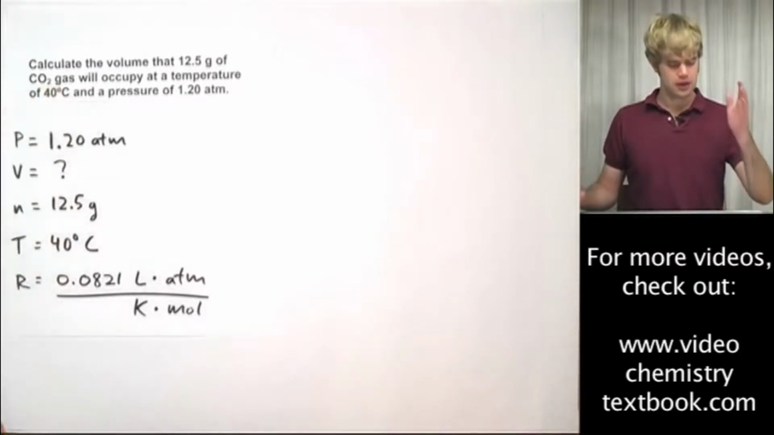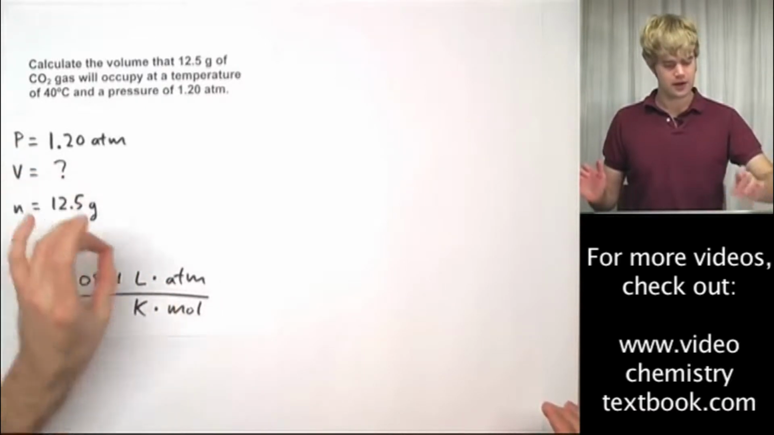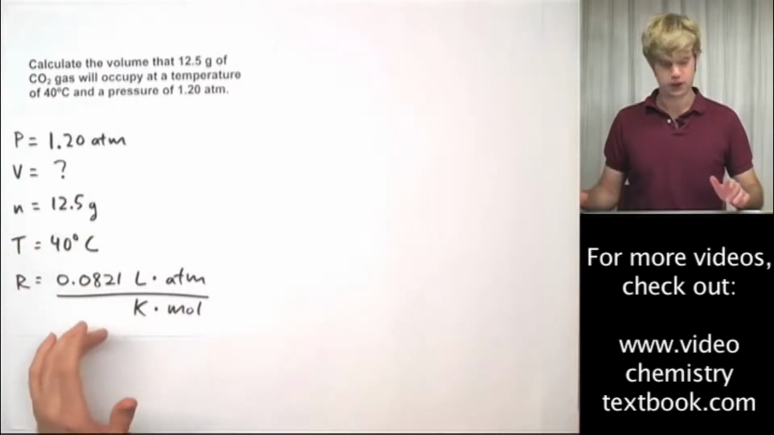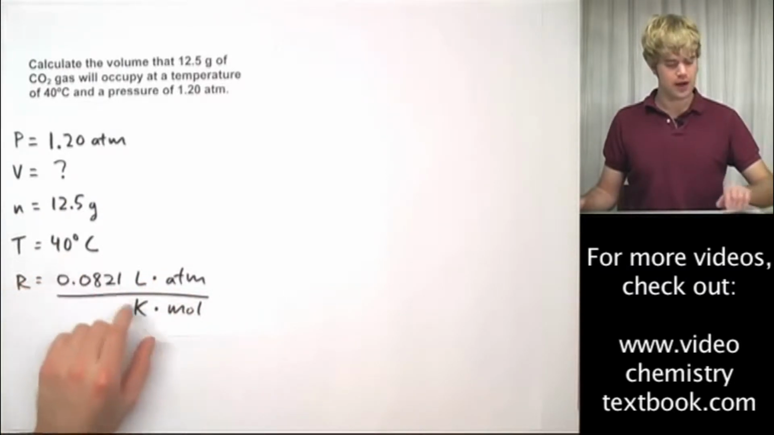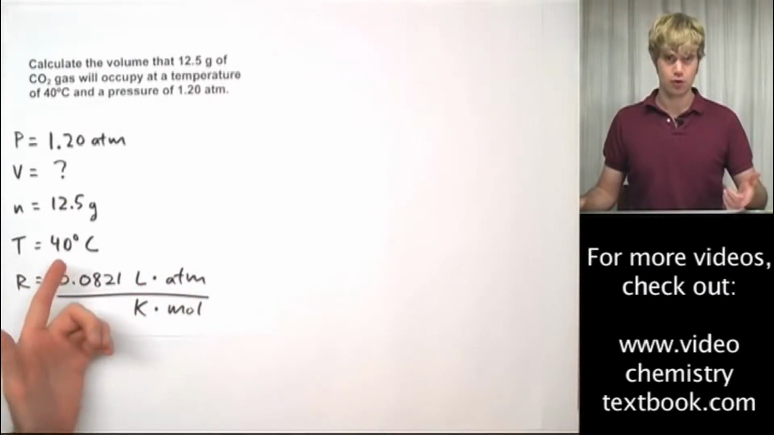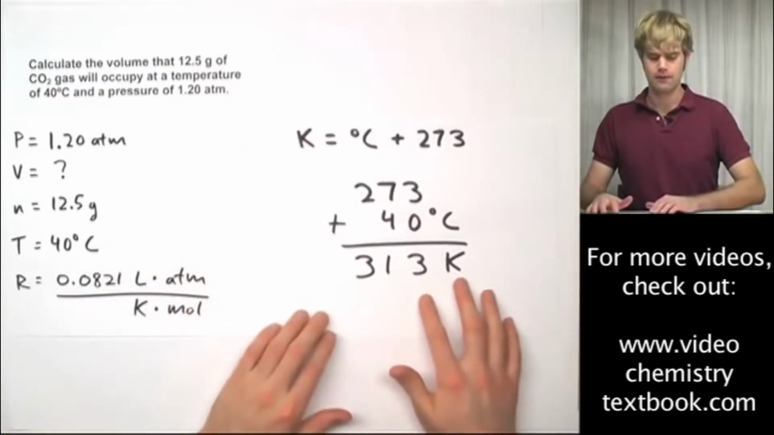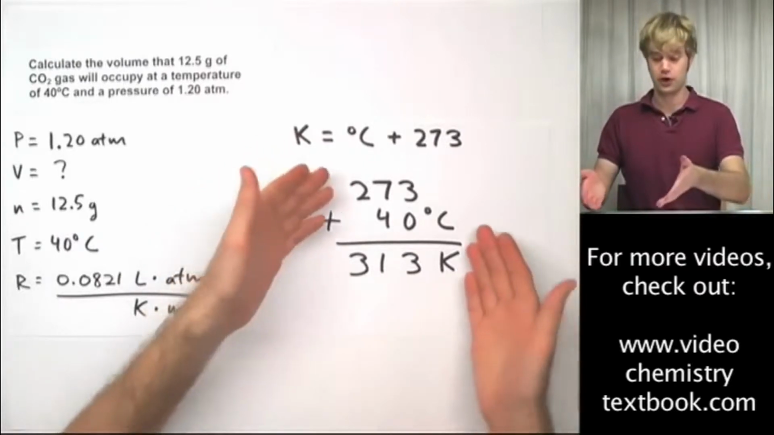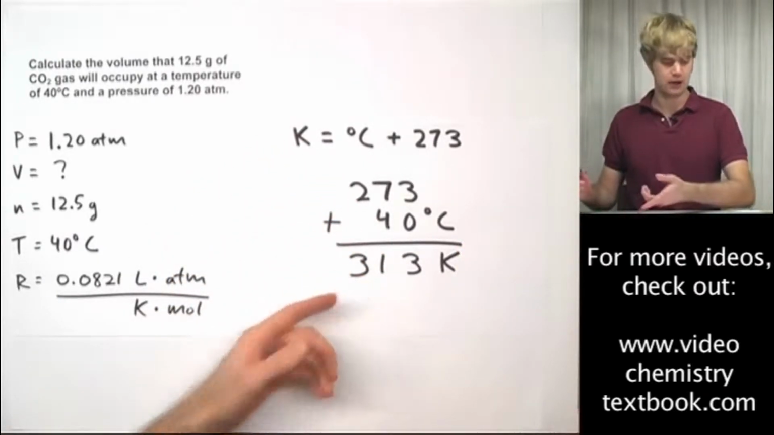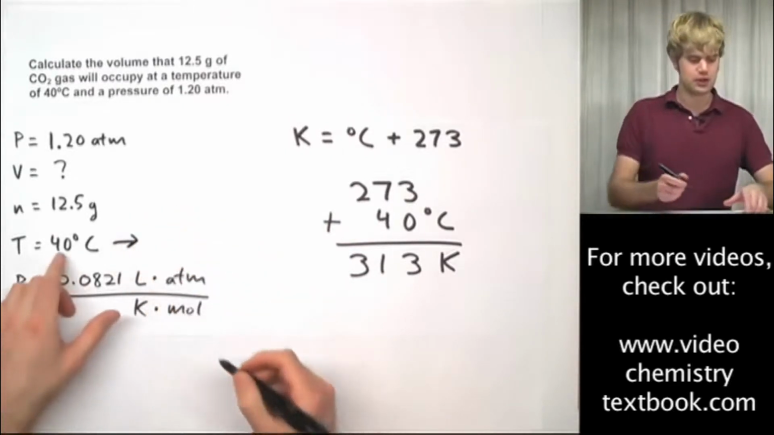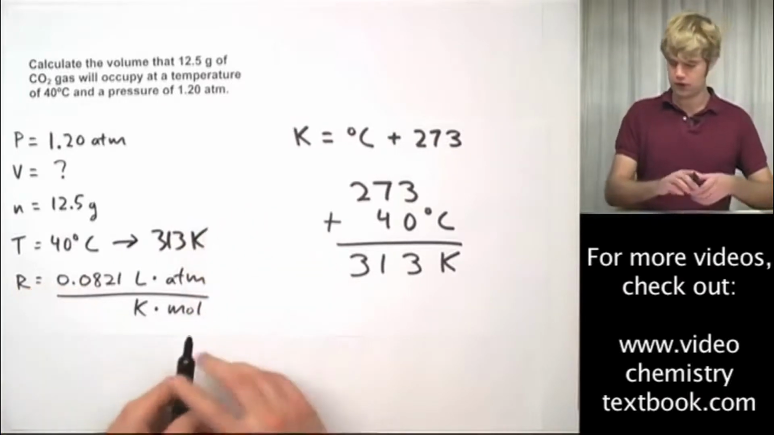When we do this, the first thing that I always check is to make sure that the units of the variables match the units on R. Okay, so we have atm, that's great. Temperature, as you know, needs to be in Kelvin to work with gases. So I've gone ahead and already done that because I'm sure you guys are probably familiar with how we add 273 to the degrees Celsius to get Kelvin. So I'm going to change 40 degrees Celsius here to 313 Kelvin.